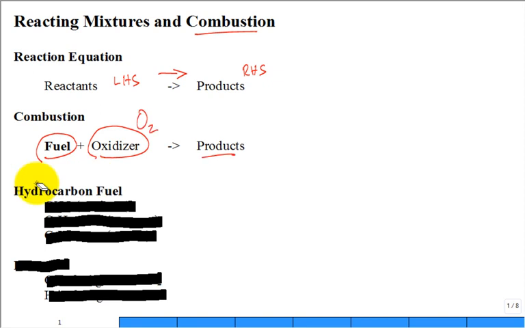So what are some common fuels? What are some of our hydrocarbon fuels? Just straight off the top of your head, methane would be number one. So methane is CH4. Hopefully you could say, oh, CH4, that's methane. That's kind of nice to know. If somebody says, I don't know that, memorize it. All right, CH4 is methane.